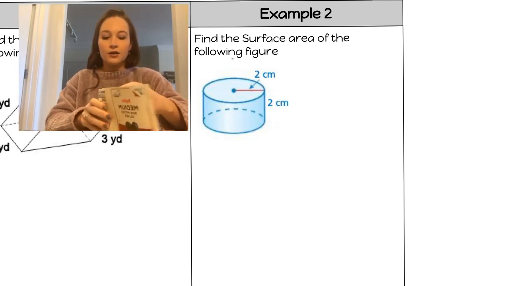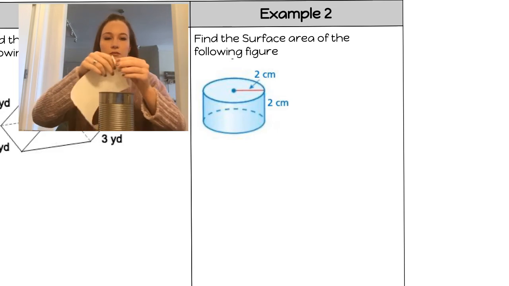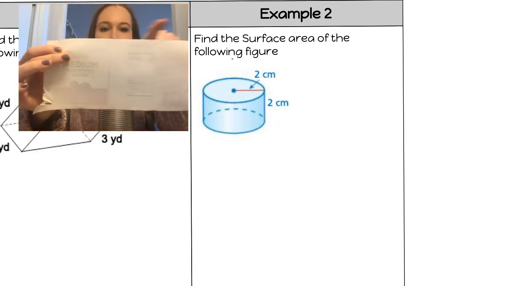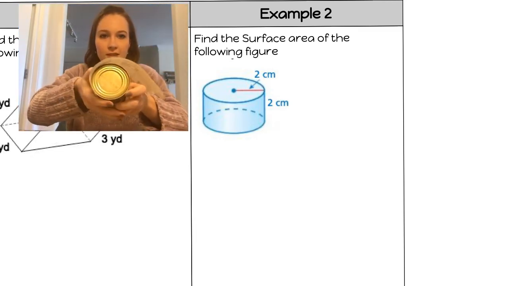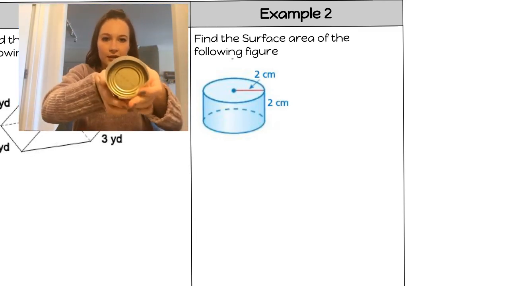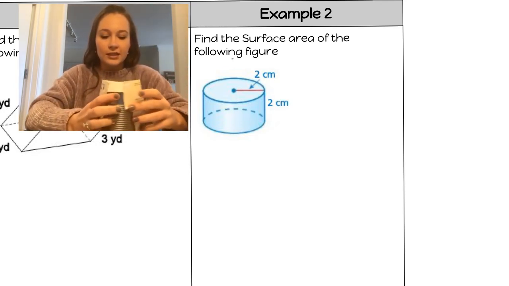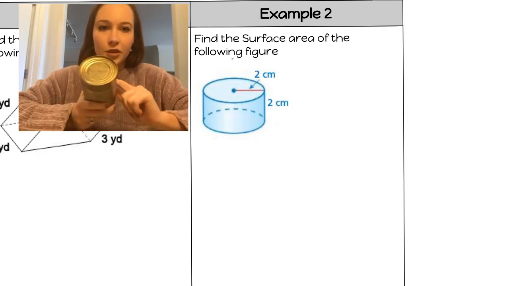Okay, and notice, let me tear this off. That's pretty good. Okay, so this length of my rectangle wrapped around the distance around the outside of my can. So the length of this rectangle is the same as the circumference of the circle. So that's how we label that, okay?